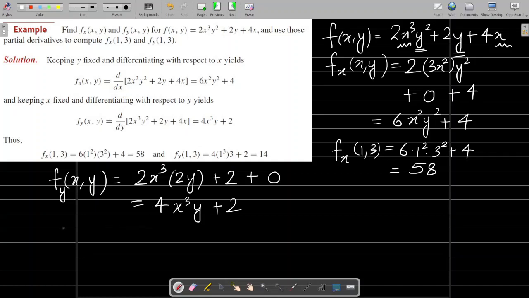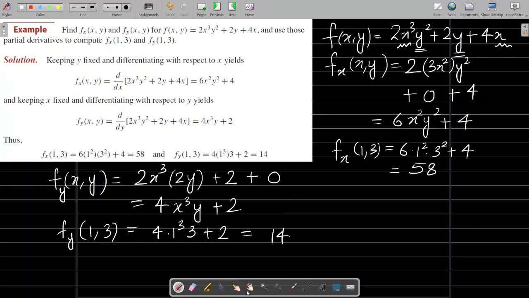Now here similarly, if I have to find fy at 1, 3, what I have to do is replace x equal to 1 and y equal to 3. So 4 into 1 cube into 3 plus 2, that will be equal to 4 times 3 is 12, plus 2, which is equal to 14.